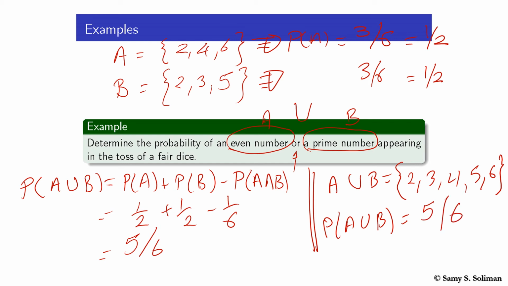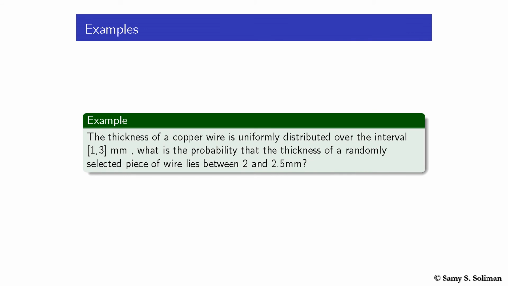So this is just a simple example to show us that there is more than a single way to find the required probability, and also it's an example to show us a direct application for this rule that we derived from the axioms of probability.